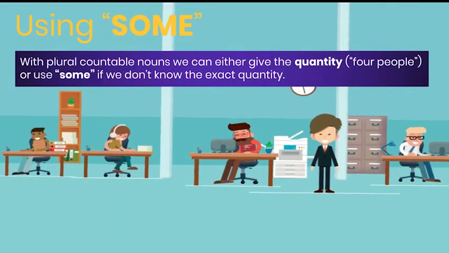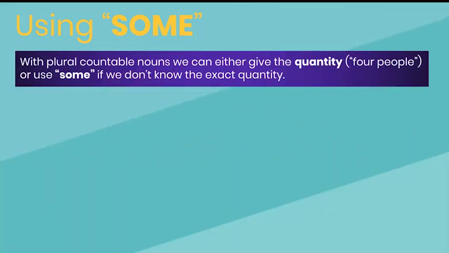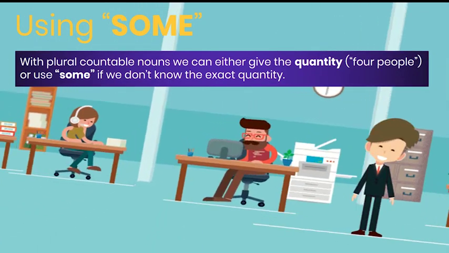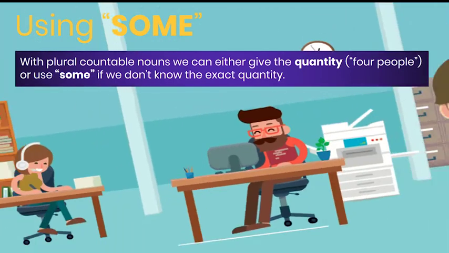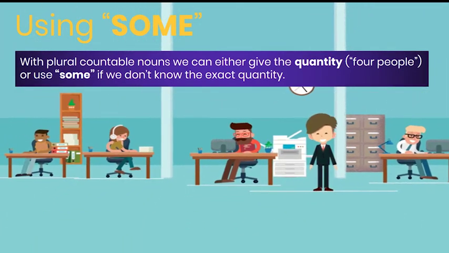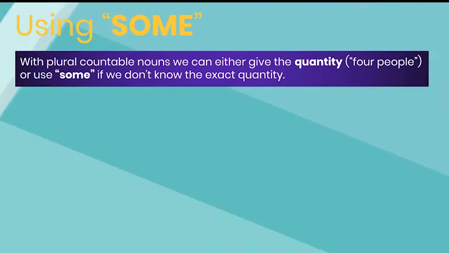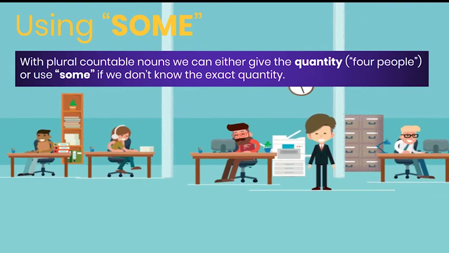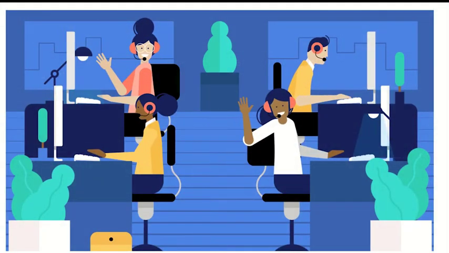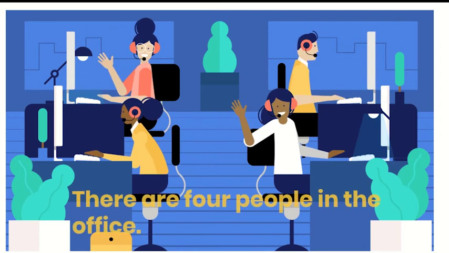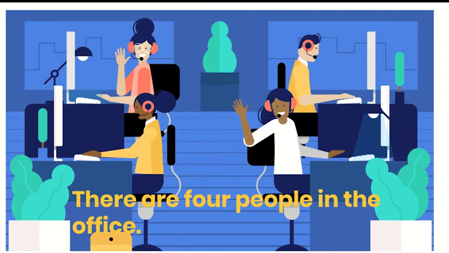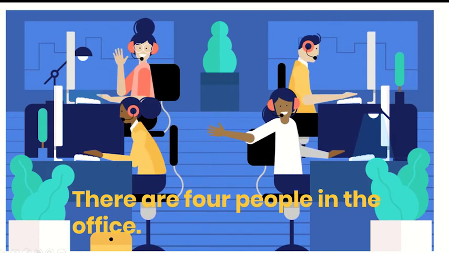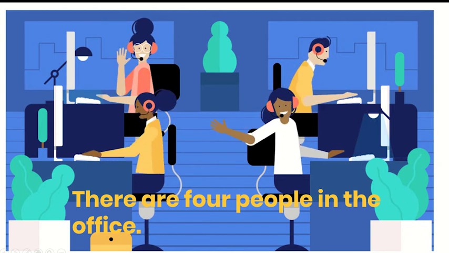Okay, using some. So there is or there are could use some if we're talking about plural countable nouns. So we can either give the quantity, like for example, there are 4 people, or use some if we don't know the exact quantity. Let's see a few examples right here. So we know that there are 4 people in the office. So this is a countable noun. So we could say there are 4 people in the office.